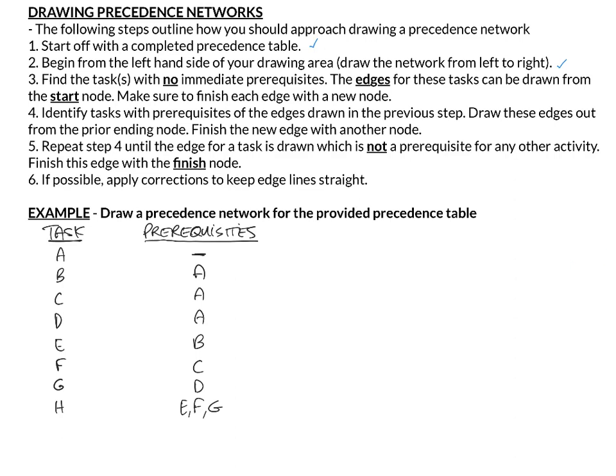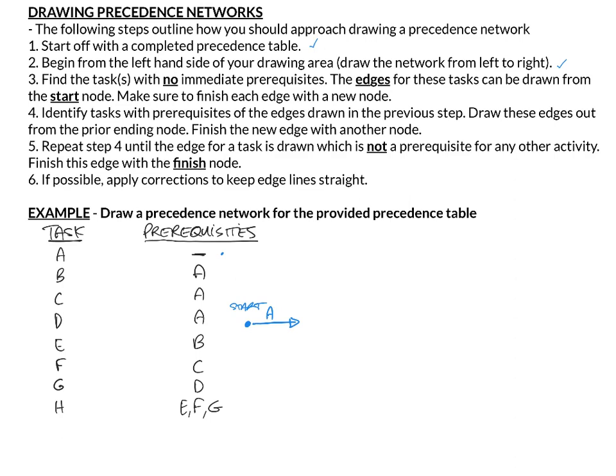Step 3, find the task or tasks with no immediate prerequisites. The edges for these tasks can be drawn from the start node. Make sure to finish each edge with a new node. So the only task that I have with no immediate prerequisites is A. So this can be drawn from the start node. So I'm starting from the left-hand side. This is the only labeled node. Start. OK. And I'm going to draw the edge for the task with no immediate prerequisites coming out of the start node going from left to right. So we identified that task A has no prerequisites. So here is its edge.